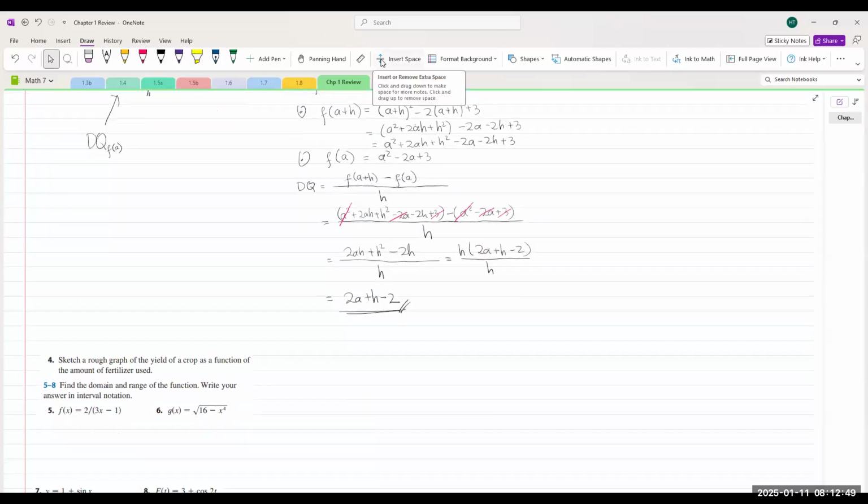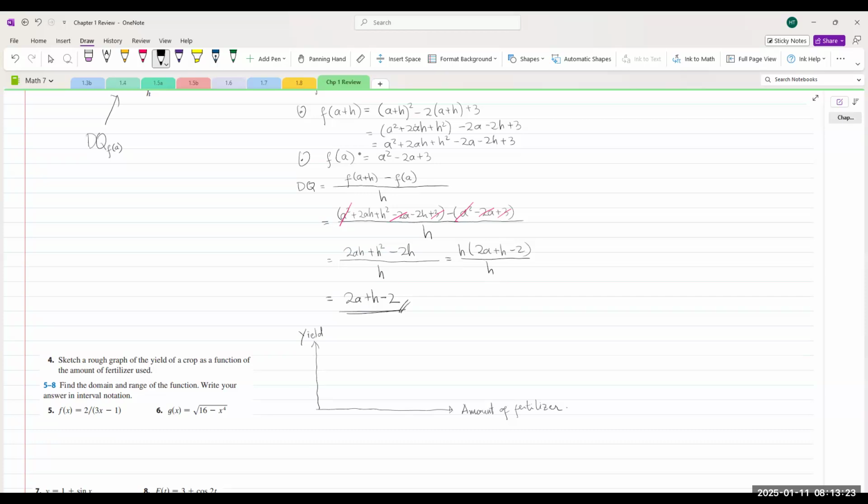Number 4, sketch a rough graph of the yield of a crop as a function of the amount of fertilizer used. Honestly, I don't really have too much idea of this. Let's give it a try. Okay, so let's say this is the amount of fertilizer, and then this is the yield.